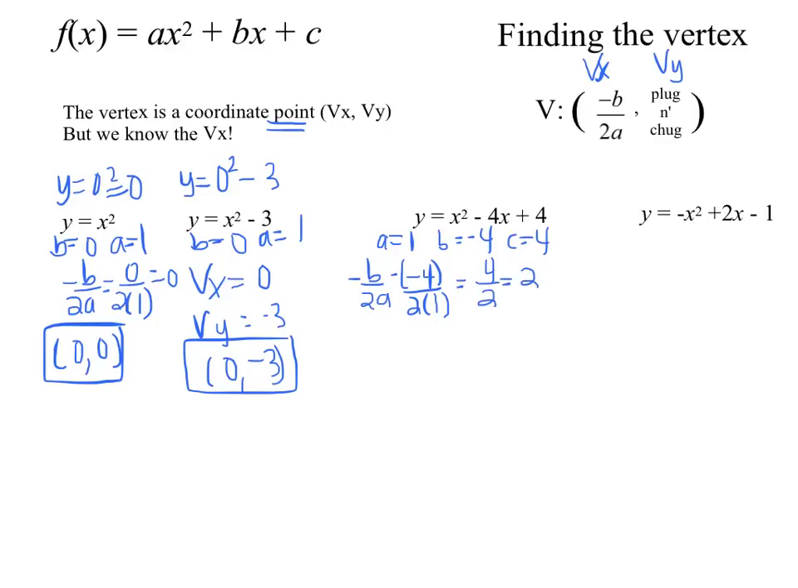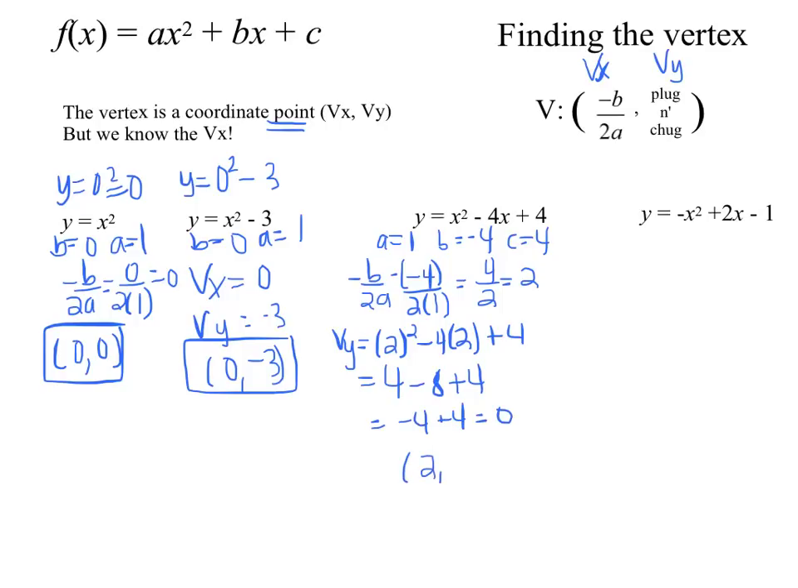I then take the value for x and plug it back into the original equation to find the value for y when x is 2. That gives me 4 minus 8 plus 4, or negative 4 plus 4, or 0. So this particular vertex is 2, 0.